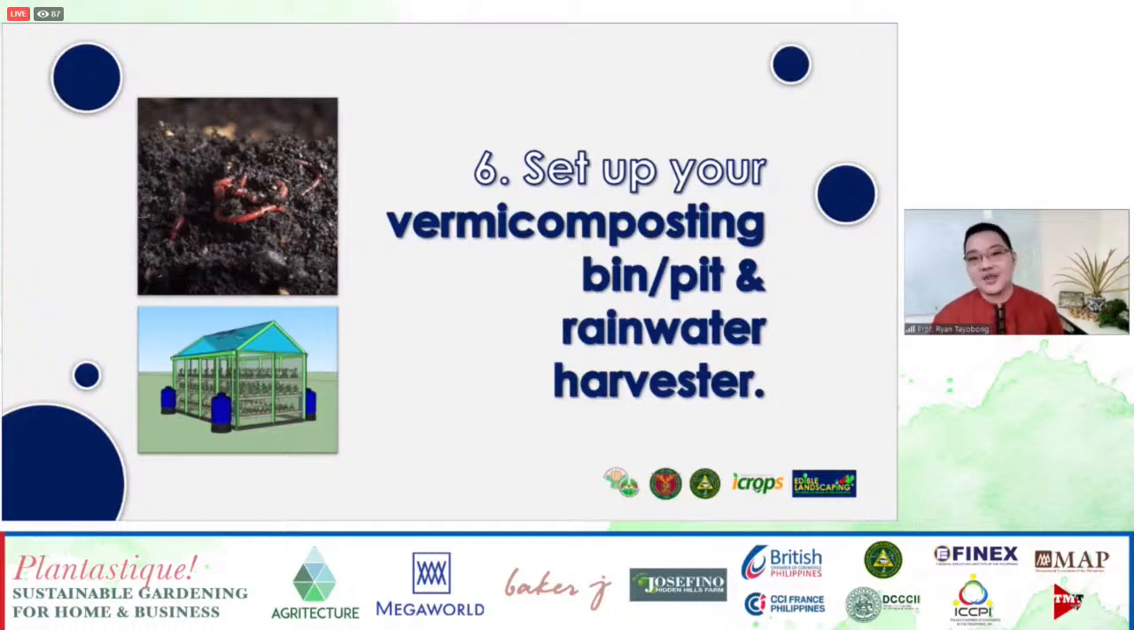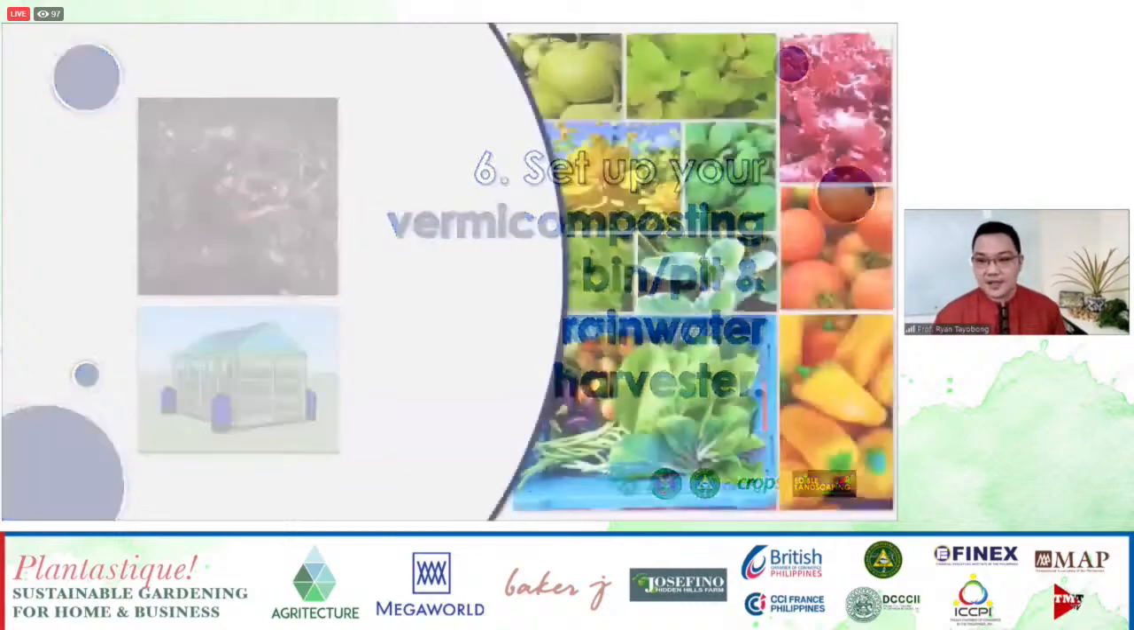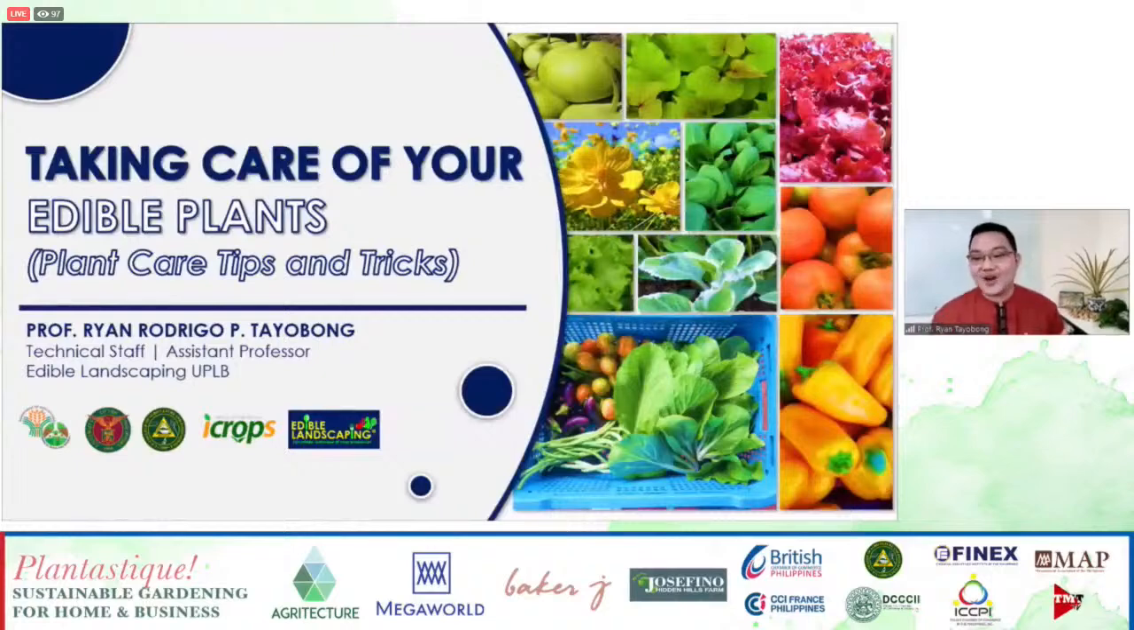So there are many other special practices depending on the type of crop, but these 6 tips and tricks are among the most common practices to provide better growth and yield. And always remember that part of planning your edible landscape is also monitoring the growth and planning for the maintenance part. So with that, I end my presentation and wish you a more fruitful gardening after this.